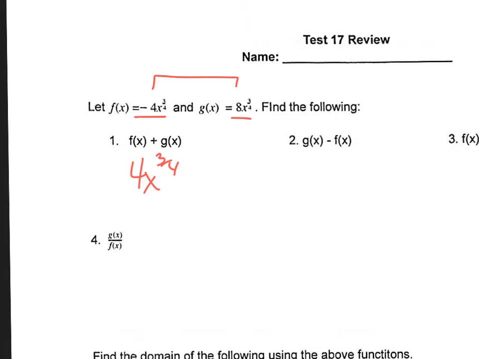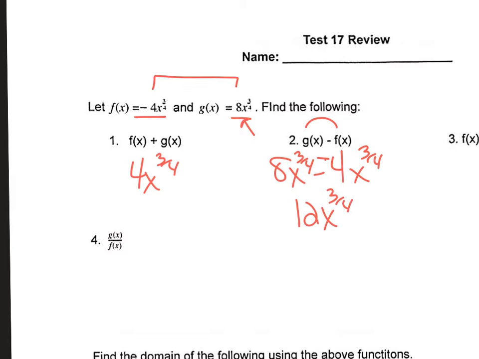Number 2 says subtract, and make sure you subtract in the right order. It says g minus f. So I'm going to take the function g first, the 8x to the 3/4, and subtract out the negative 4x to the 3/4. That's a bunch of minus signs, which is really the same thing as adding them. So you get 12x to the 3/4. That's all you have to do there.